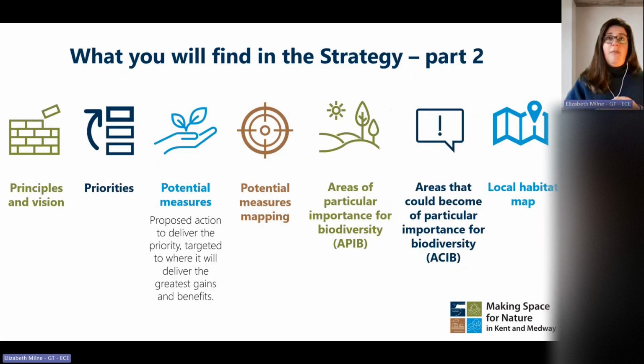So, as I said, there are potential measures for the species, and that's no different for the other priorities. So for each of the priorities that we have in the strategy, and as I said, most of those priorities are related to specific habitats, under each of those 52 priorities sits a number of potential measures. So these being the proposed action to deliver the priority. And then eventually those potential measures are mapped and targeted to where it will deliver the greatest gains and benefits.